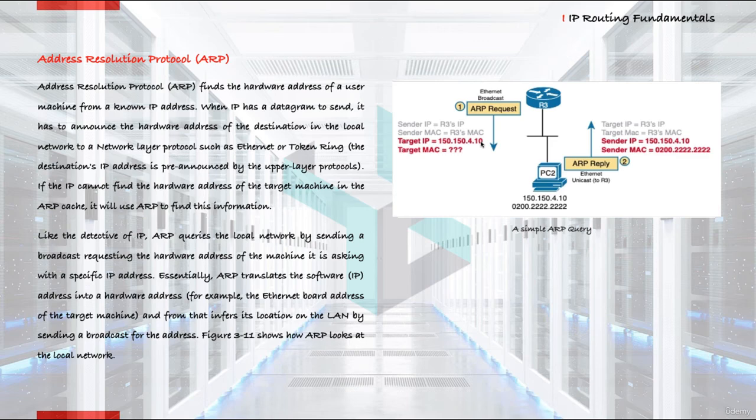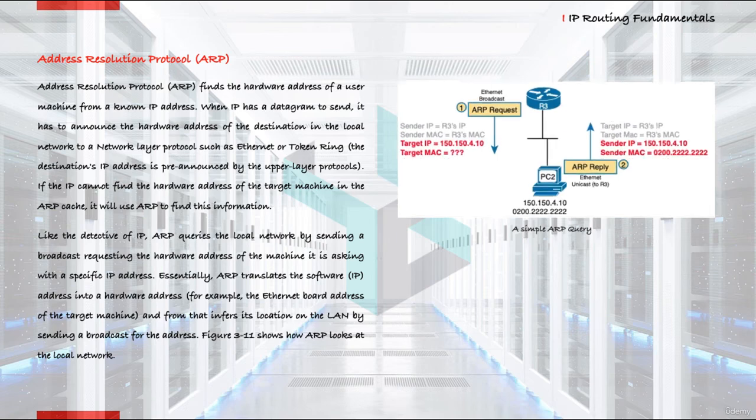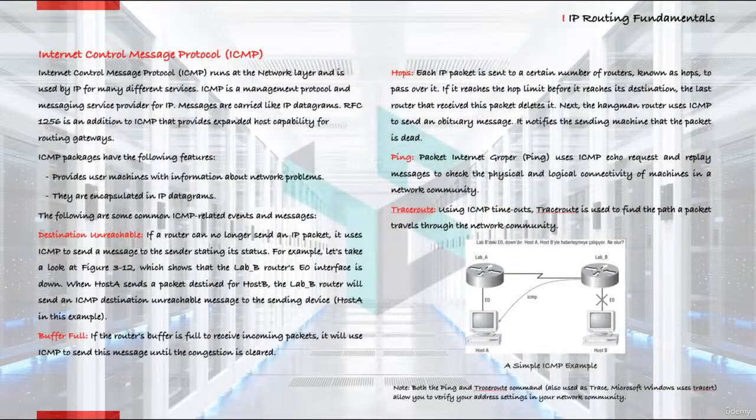To find out the MAC address of PC2, the router broadcasts an ARP message on the network, and PC2 sees this message, replies to this request and forwards its MAC address to router 3. Router 3 then encapsulates the packet in an Ethernet frame and sends it to PC2. In other words, it is a protocol that allows us to learn the hardware address of a user from a known IP address. Let's take a look at ICMP on this page.